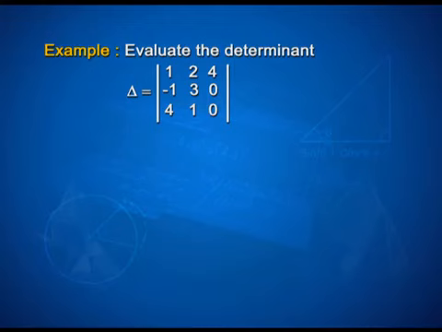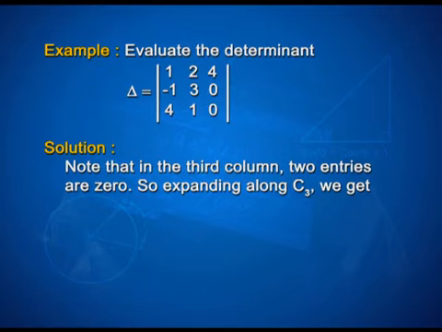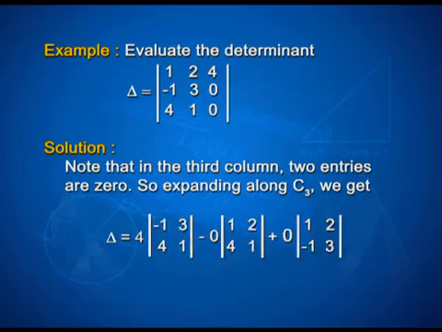Evaluate the determinant 1, 2, 4, minus 1, 3, 0, 4, 1, 0. For the solution, note that in the third column, 2 entries are 0. So, expanding along C3, we get determinant as 4 into determinant minus 1, 3, 4, 1 minus 0 into determinant 1, 2, 4, 1 plus 0 into determinant 1, 2, minus 1, 3.